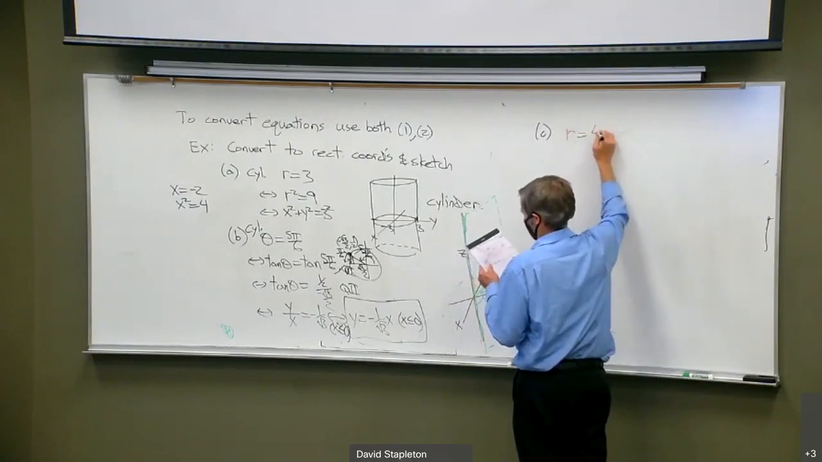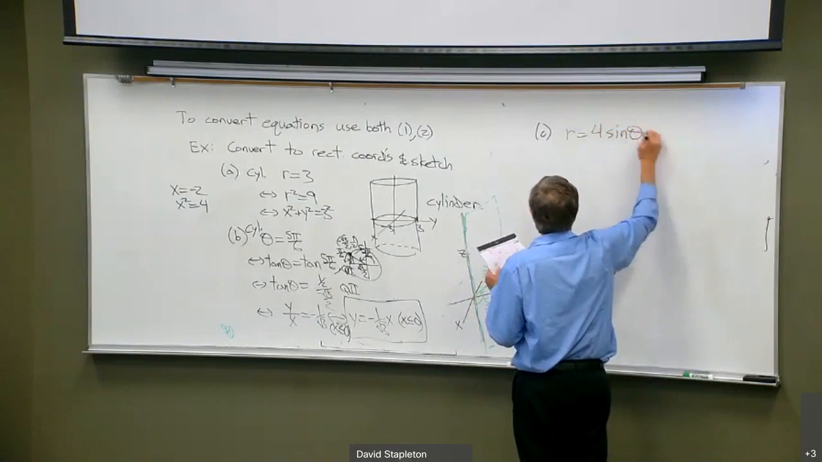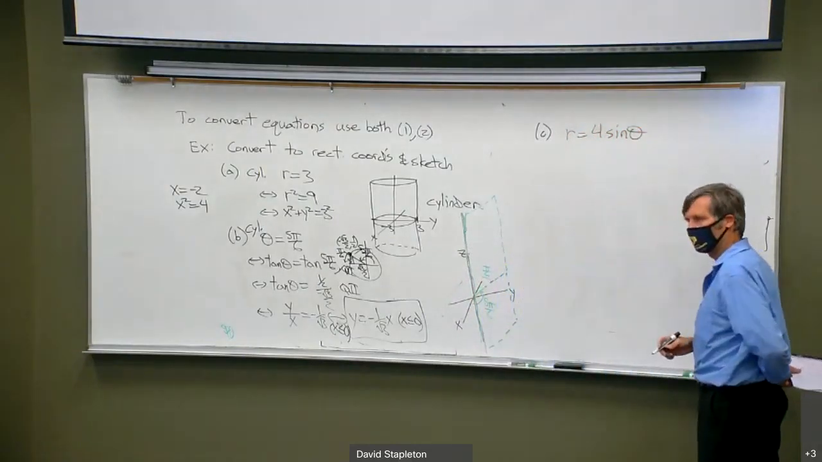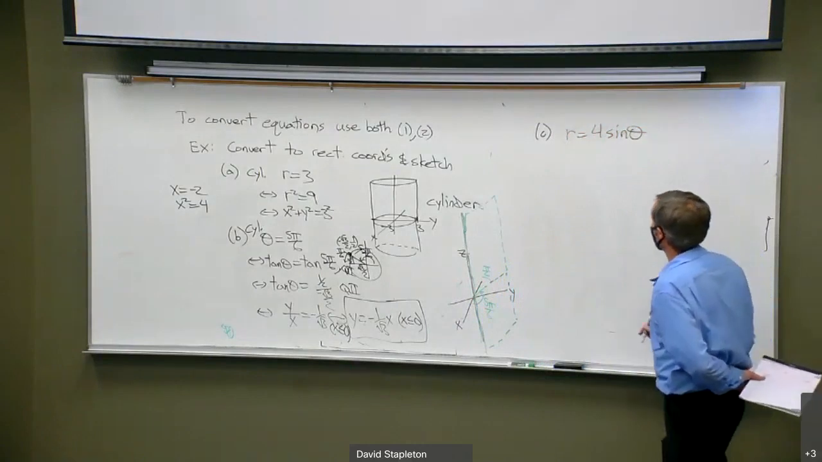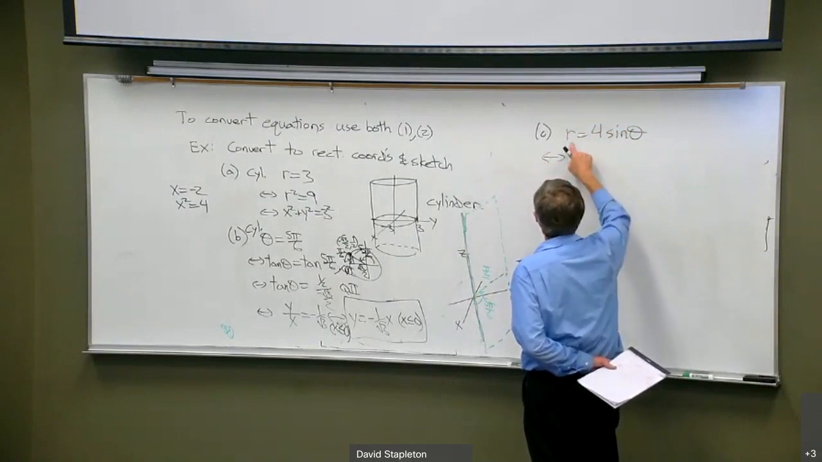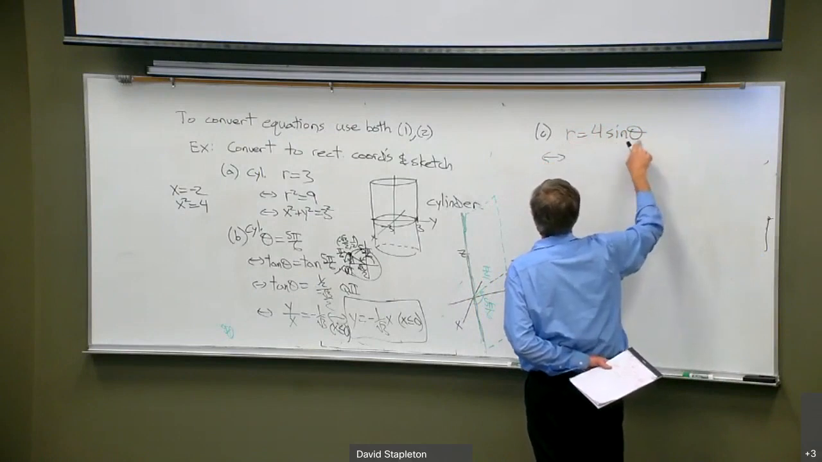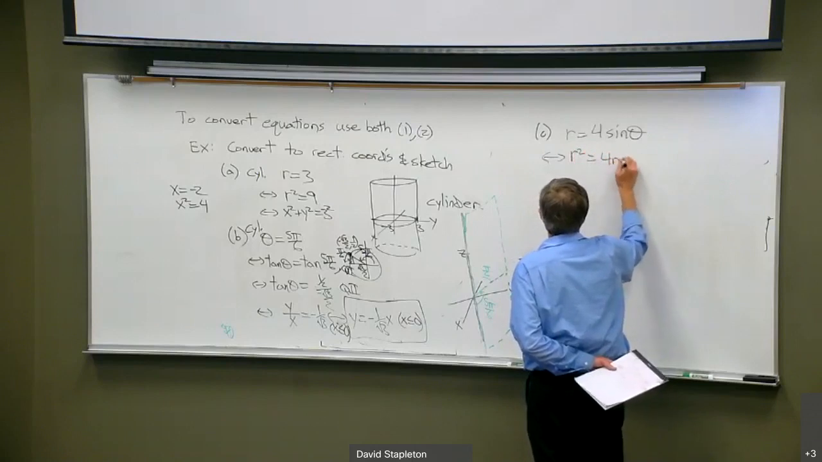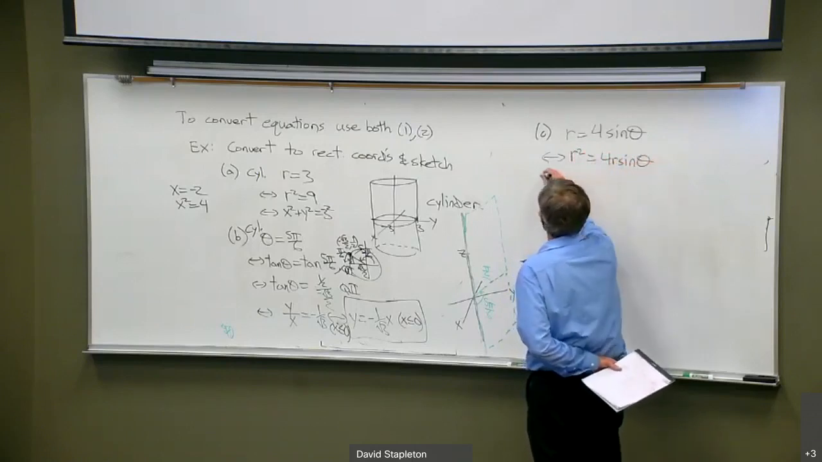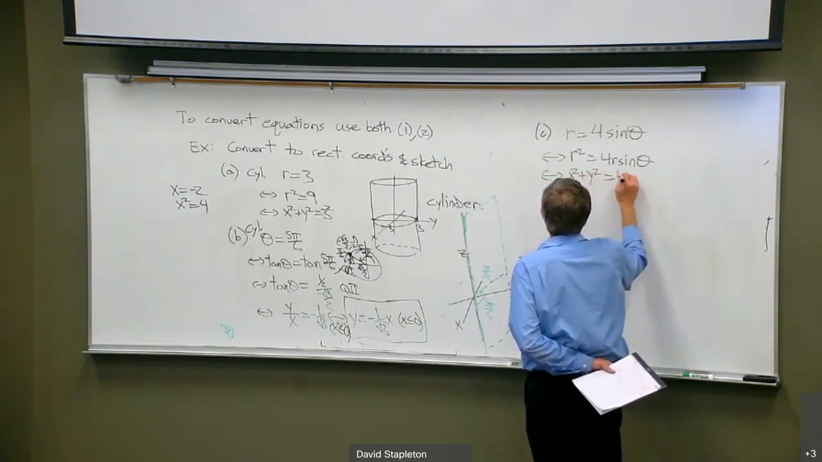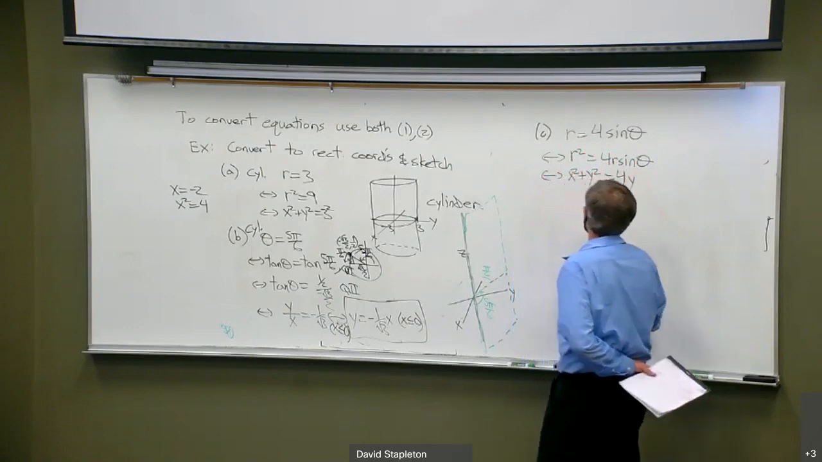R equals 4 sine theta. What could that be? Remember how we did these before in polar coordinates? You do the same thing as in polar coordinates. You try to get the expressions that are in your conversion equations. I can convert R directly, but then I can't convert sine theta directly. So if I multiply through by R, I get R squared equals 4R sine theta. Then I can use the first equation to write R squared as x squared plus y squared, and R sine theta, using the second set of equations, is y.